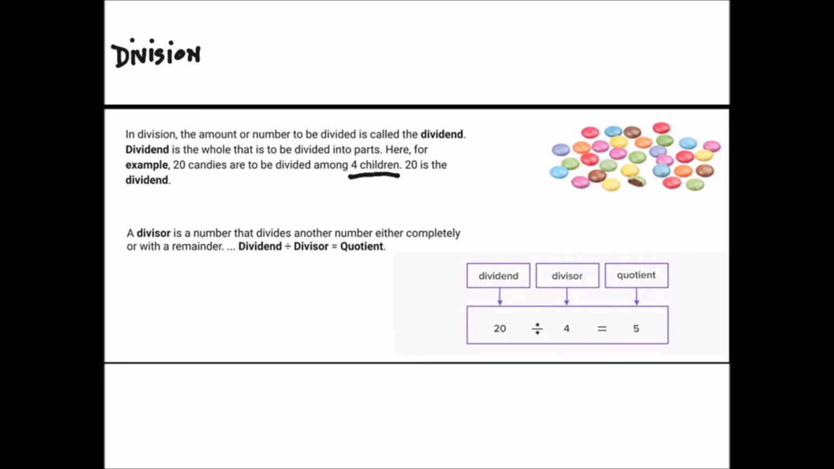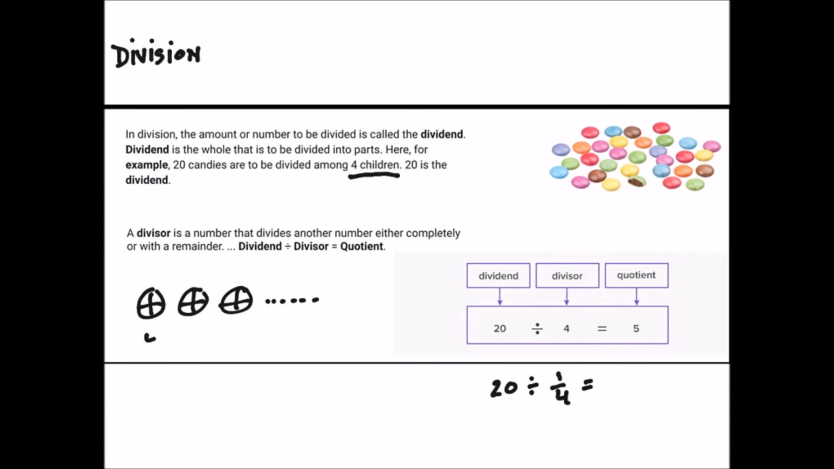But we're also going to be dealing with divisors that are not whole numbers, that are actually fractions. So if we take this example here of 20 divided by 4, if we had it instead as 20 divided by 1/4, what would that mean? That would mean take each piece of candy and divide it into a fourth, or break it up into 4. So we would take a piece of candy, break it up into 4 pieces. Take another piece of candy, break it up into 4 pieces. Take another piece of candy, break it up into 4, and so on until we've done that to all 20 pieces of candy.